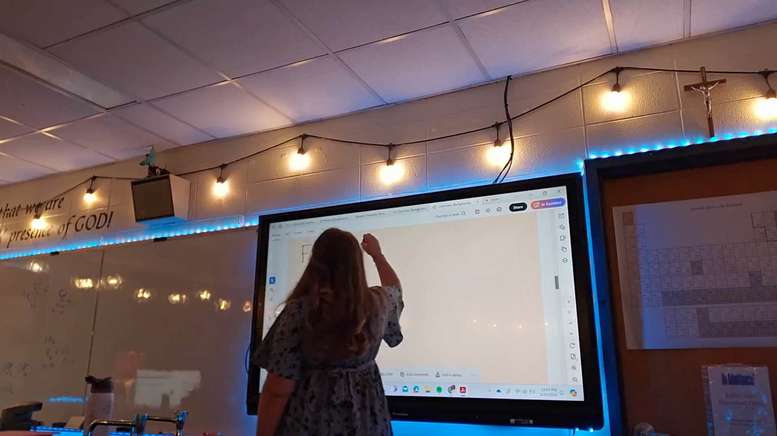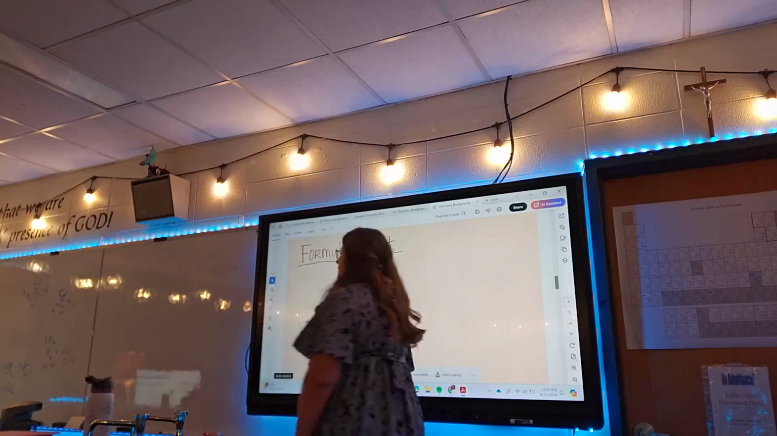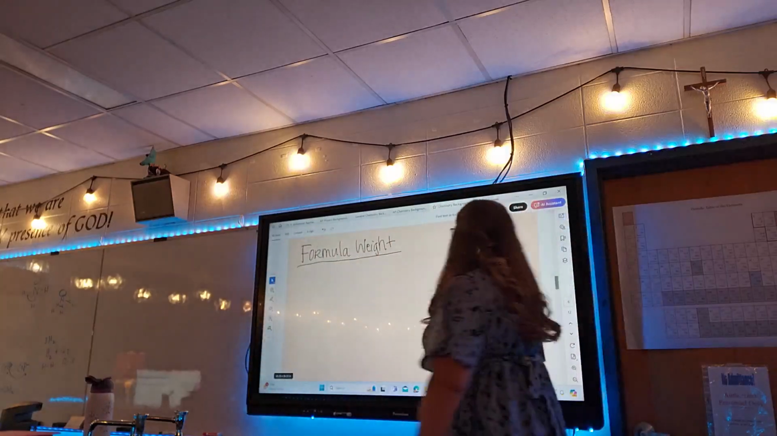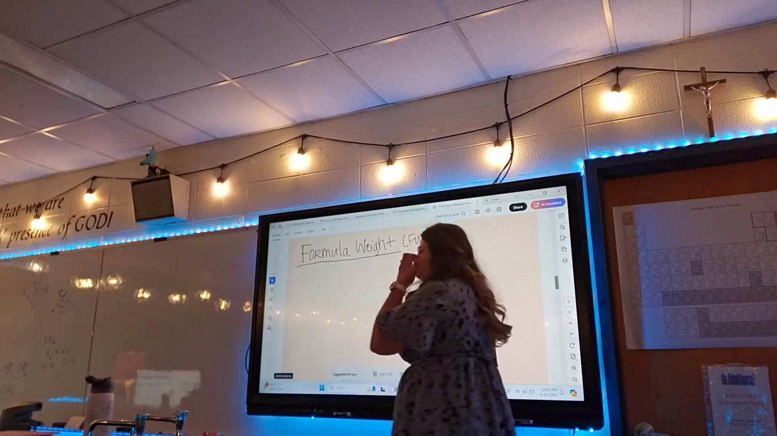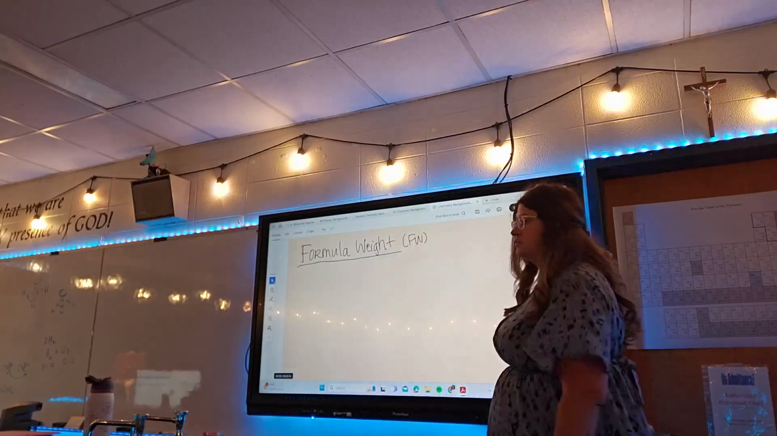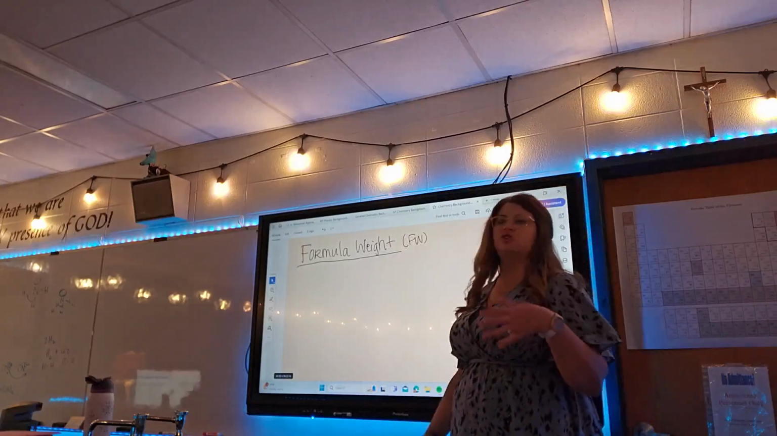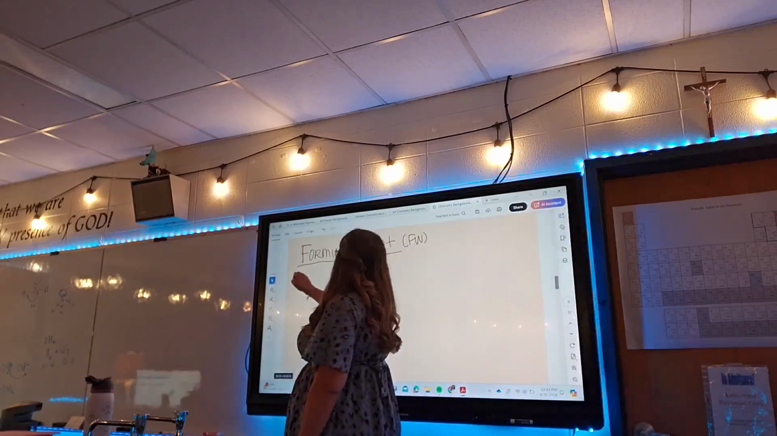The formula weight has a bunch of names. They all mean the same thing. So sometimes you'll see it written as formula weight. Sometimes you'll see it as the abbreviation FW. That's the one that I like best, because to me it describes most perfectly what you're trying to accomplish. So here are its aliases.